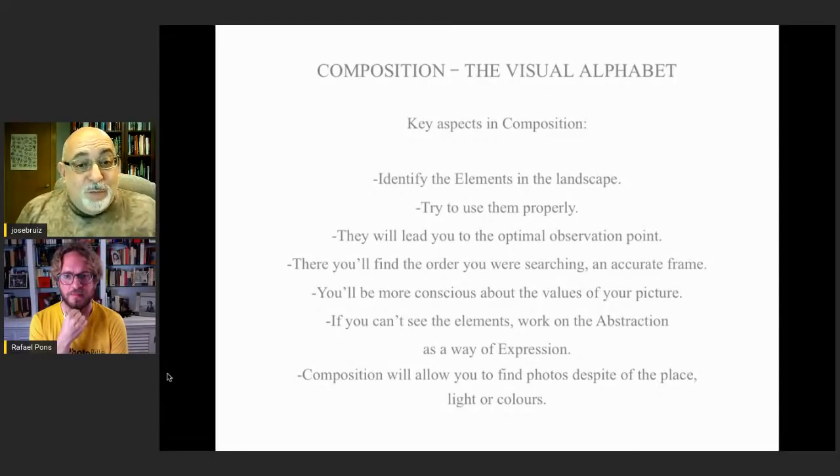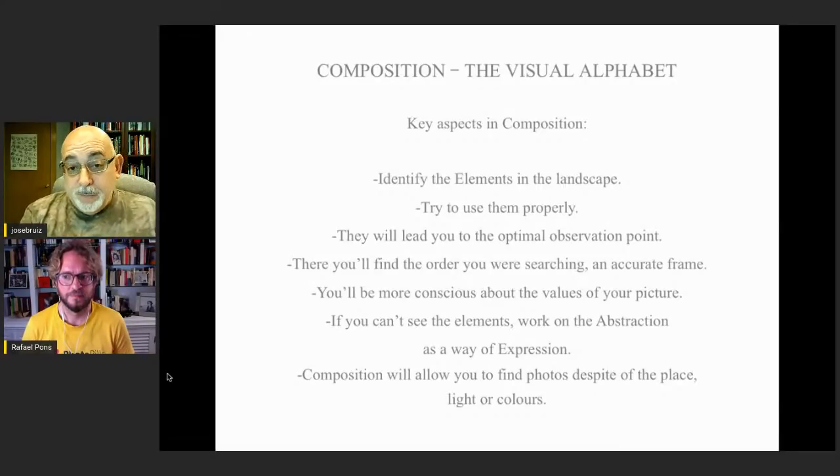And elements also make you more conscious about the values of your picture, make you more accurate about your frame. And if you cannot see the elements in the beginning, it is because you need a kind of level of abstraction. I mean, you have to see the texture behind the rocks in the middle, and you see the rocks, but you're not aware that it's a texture.